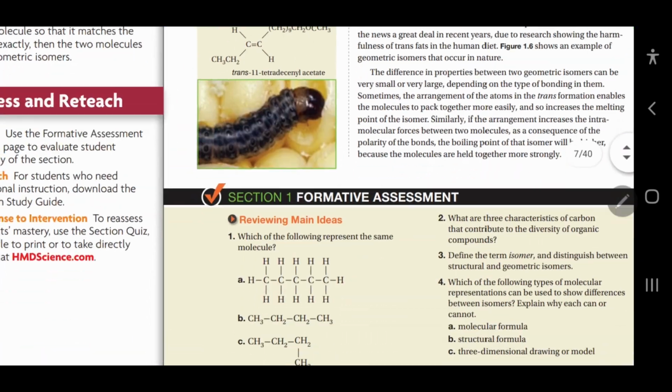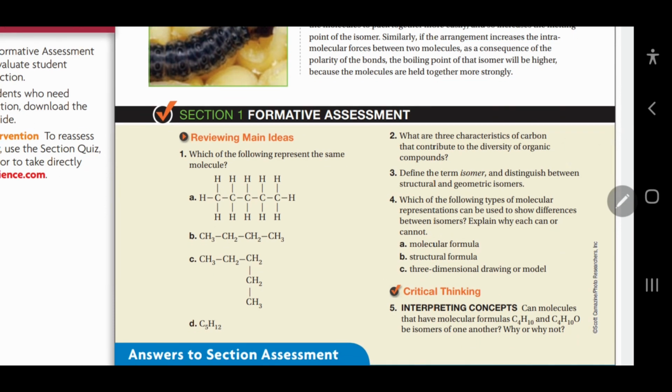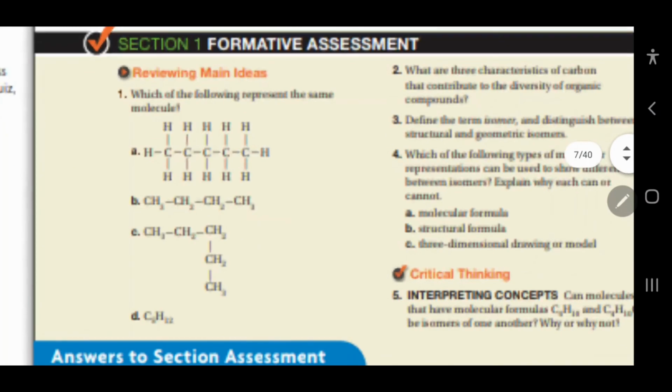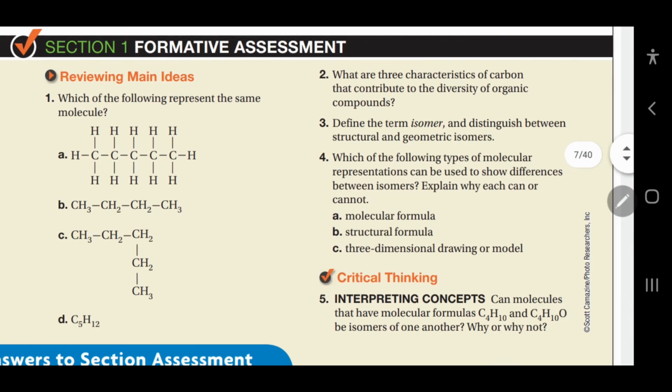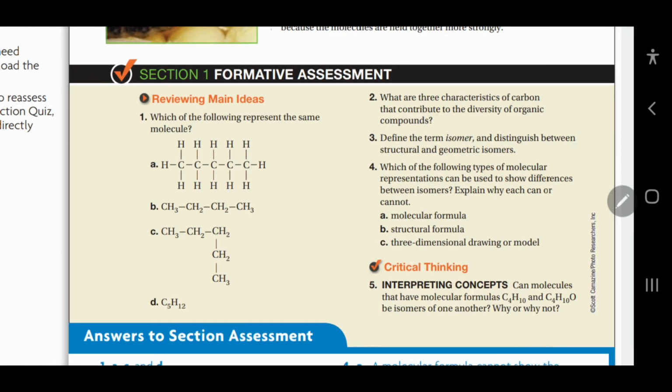This is all for our session today, and I hope you guys solve the formative assessment here to practice and to be able to differentiate between types of isomers and when we can consider that compounds are isomers or the same thing. Thank you and be safe.